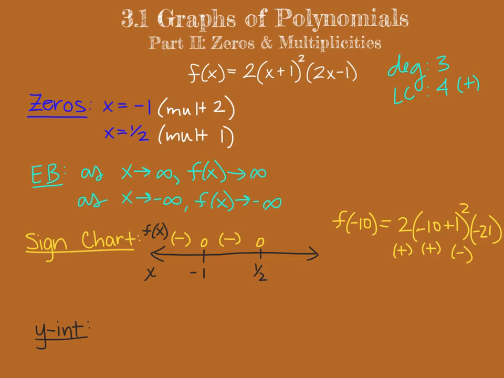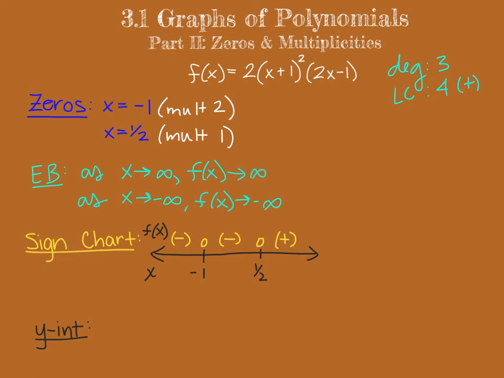Then we want to plug in a number to the right of 1/2. I'm going to plug in, you guessed it, 10, since 10 is over here. So let's do that just in our heads. Let's plug 10 in. The 2 is positive always. This is always positive because it's squared. And this, if we plug 10 in here, would be a positive number. Positive times positive times positive gives us a positive output here.